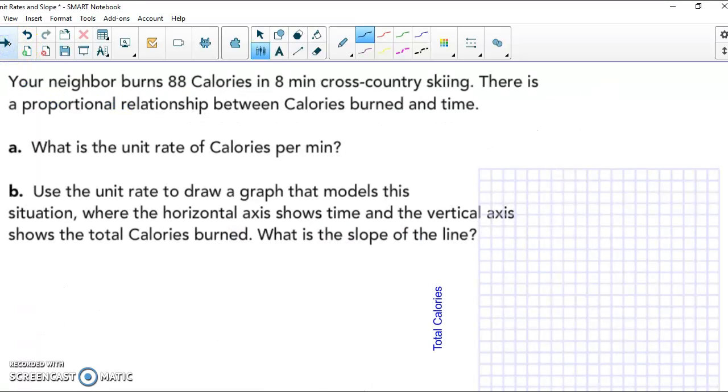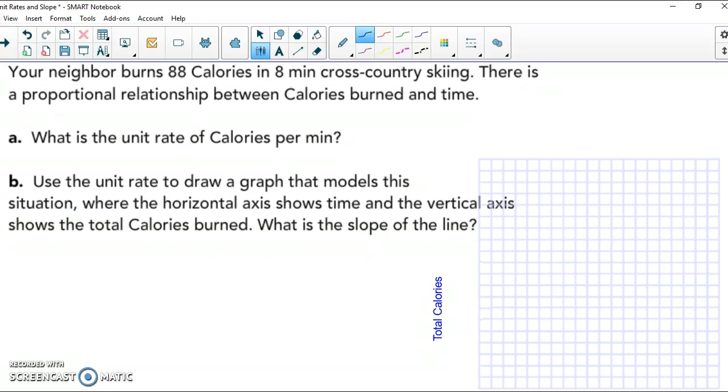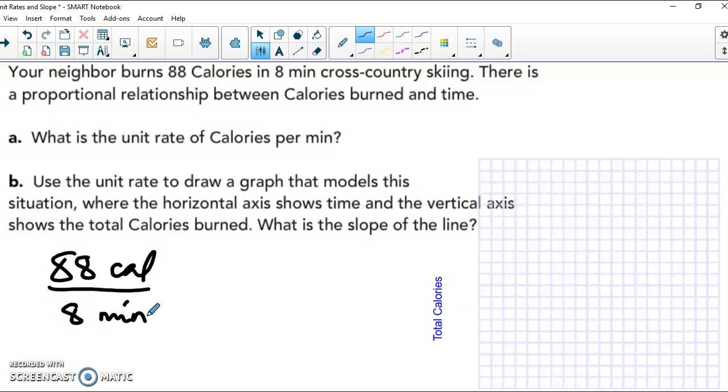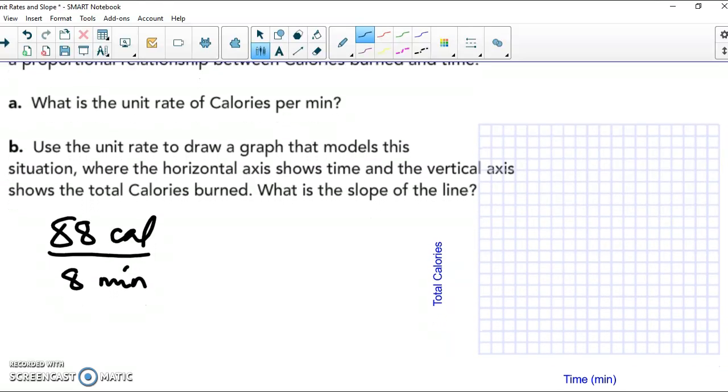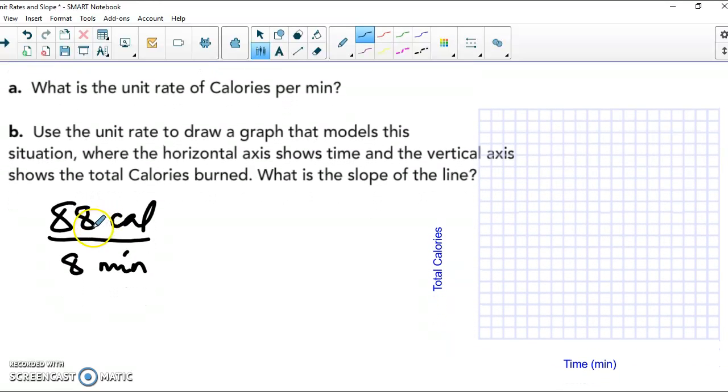All right, this time you are going to draw out your graph on graph paper. So your neighbor burns 88 calories in 8 minutes of cross-country skiing. So I could start by writing this as a rate, 88 calories per 8 minutes. And this is a proportional relationship between the calories burned and the amount of time I spend skiing. On part A, I want to know what is the unit rate of calories per minute. Right now I know calories per 8 minutes, but I want to know calories per 1 minute. So I'm going to figure out the unit rate.